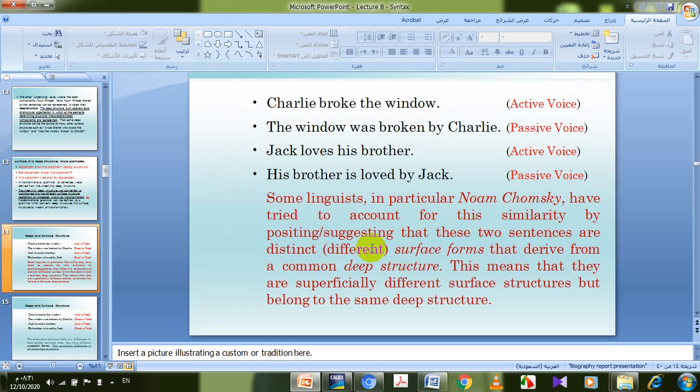So Noam Chomsky and other linguists have tried to account for this similarity. They support this similarity by suggesting that these two sentences are different surface forms that derive from a common deep structure. This means that they are superficially different, from the surface. They seem to be different, okay? They are superficially different surface structures, but belong to the same deep structure.